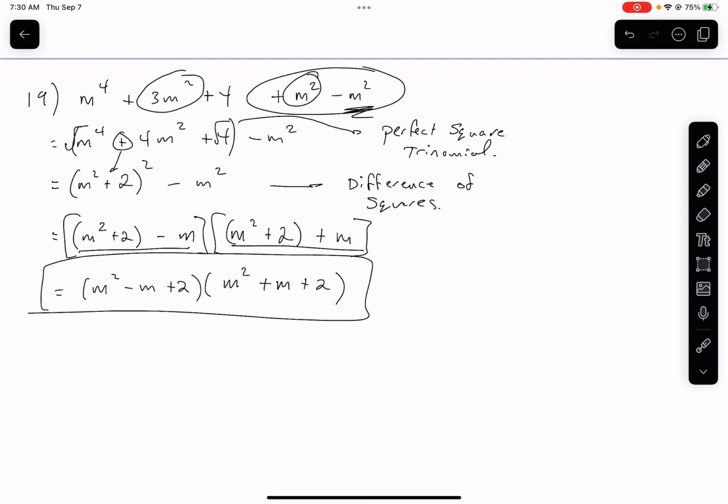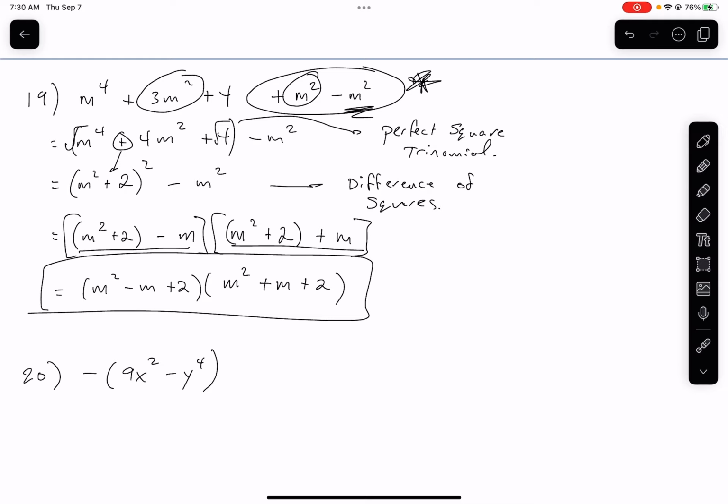Tougher question there. A minor manipulation from the beginning, that's the key to that question. Okay, question 20. We're going to have negative 9x squared minus y to the power of 4.